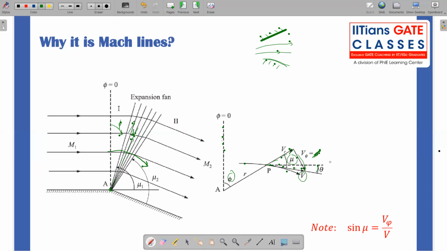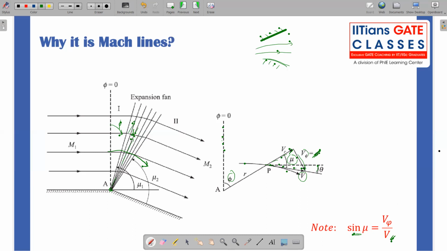Fine. So if we understood this particular diagram well, now I can easily see. This is always perpendicular to this one, VR and V phi. So I can easily define sine mu. The sine of this angle mu is given by opposite to hypotenuse. That is V phi, this velocity component, to the total velocity component V. Okay, so this part we understood pretty well.